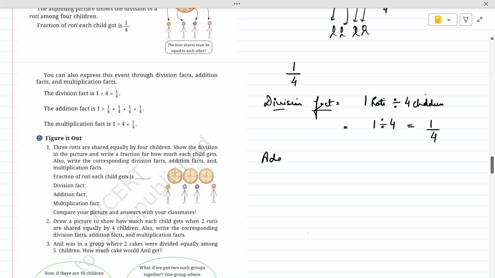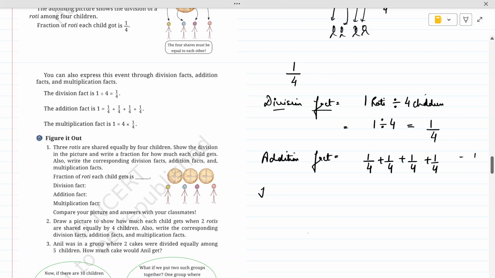Now, the addition fact of this. How do we write the addition fact here? Each kid will get 1/4 of a roti. So 1 by 4 plus 1 by 4 plus 1 by 4 plus 1 by 4. We have 4 kids and they are getting an equal share of 1 by 4. Together this will make 1 roti. This is the addition fact of this statement.